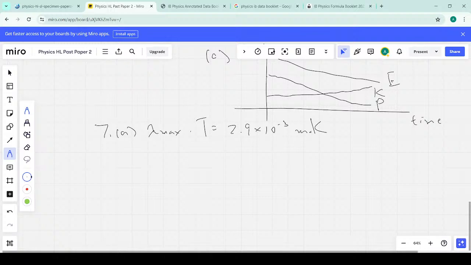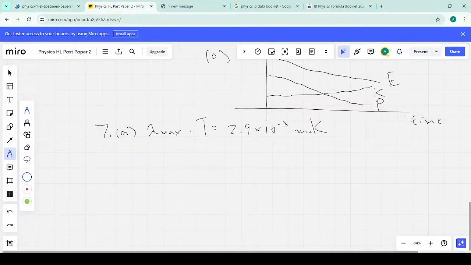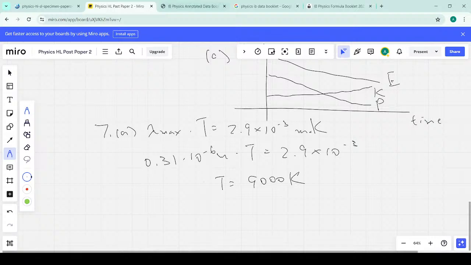Okay, meters Kelvin, right. So lambda, okay, what's the question asking for? Surface temperature? Okay, lambda max, we can see it's about 0.31, and that is in micrometers. So 0.31 times 10 to the negative 6 meters times T equals 2.9 times 10 to the negative 3. So therefore we can get T is approximately 9,000 Kelvin.